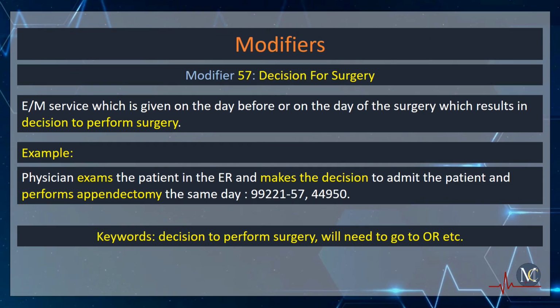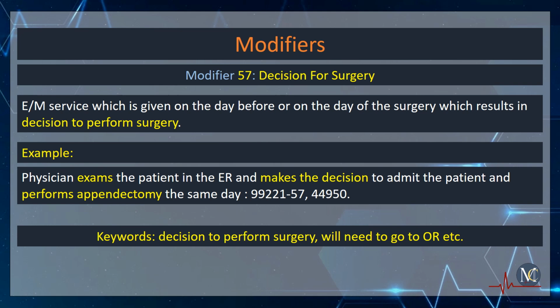Modifier 57. Modifier 57 is used in the CPT coding system to indicate that an evaluation and management service resulted in the decision to perform a major surgical procedure. It indicates that the evaluation and management service was significant and separately identifiable from the decision to perform the surgery. It allows for appropriate reimbursement for both the evaluation and management service and the subsequent surgical procedure.